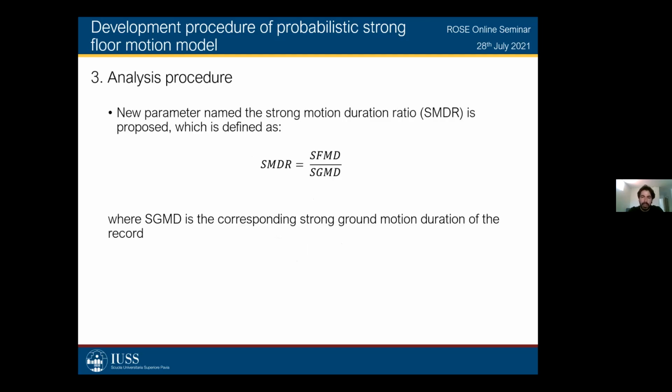Also, a new parameter was defined, named the strong motion duration ratio, which is the ratio between the strong fluid motion duration and the corresponding strong ground motion duration. So the type of information this parameter gives is whether the strong fluid motion duration is longer or shorter than the corresponding strong ground motion duration. In other words, it tells us if we have an amplification of the duration in the structure with respect to the ground motion, or if we have a shorter duration instead.